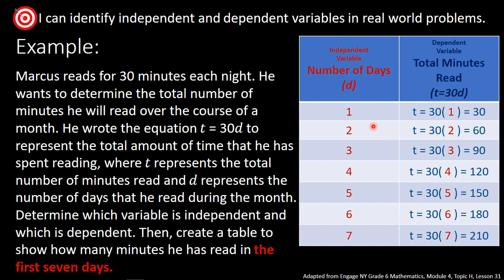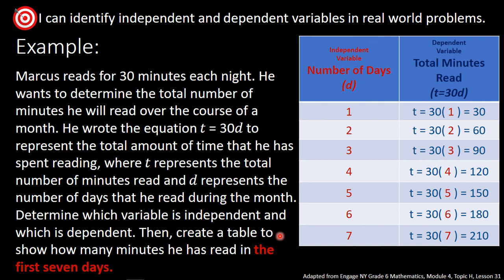All right, so in each of those parentheses, you should have put whatever was in the first column, our independent variable column. The first column was 1. The second column was 30 times 2, which equaled 60. So after 2 days, Marcus will have read for 60 minutes. Third column would be 3, so 30 times 3 is 90. After 3 days, it would have been 90 minutes. 30 times 4 days equals 120 minutes. 30 minutes per day times 5 days equals 150 minutes. 30 minutes for 6 days would be 180 minutes. And 30 minutes for 7 days would be 210 minutes.